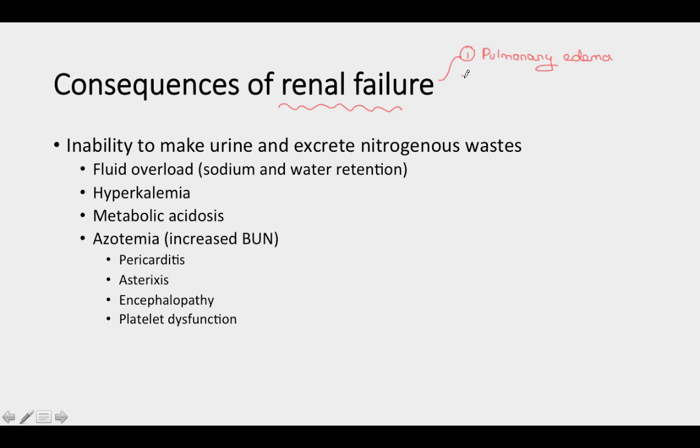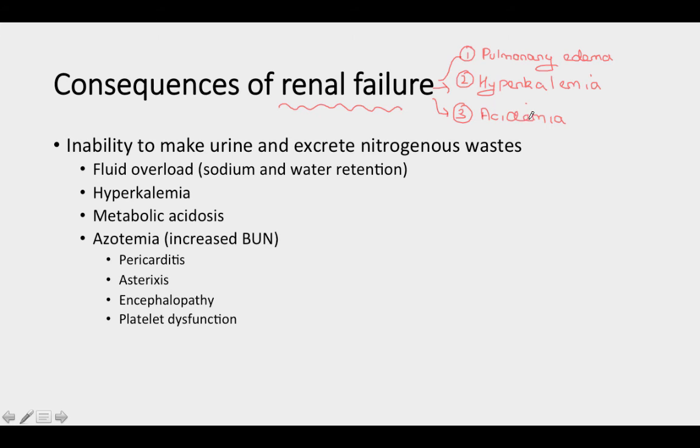The second thing is hyperkalemia. Right? Too much potassium in the blood. As you know, potassium can affect the myocardium if there's too much of it and cause fatal arrhythmias. And the third is too much acid in the blood leading to acidemia, a metabolic acidemia.